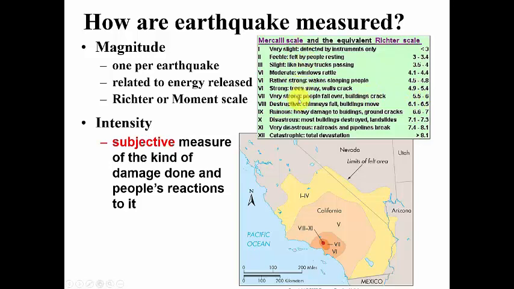5.5 is very strong. People fall over, buildings crack. Then as you get higher, obviously the higher the number, anything near 7 or 8 can be disastrous. And the Mercalli scale uses Roman numerals right here.